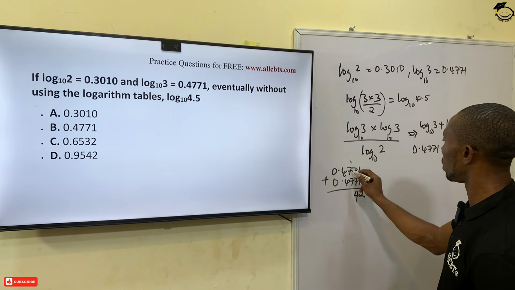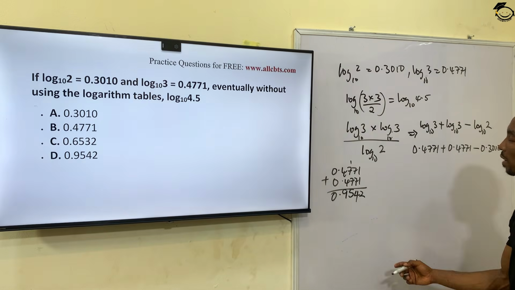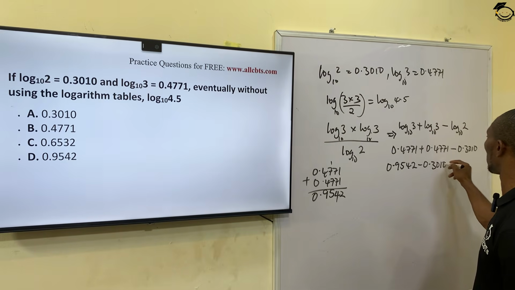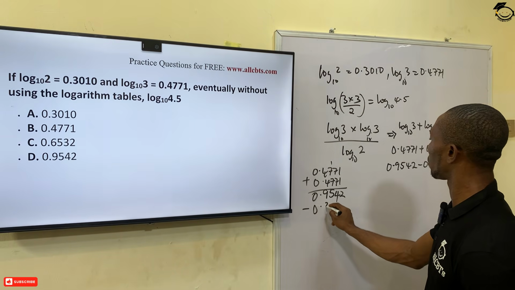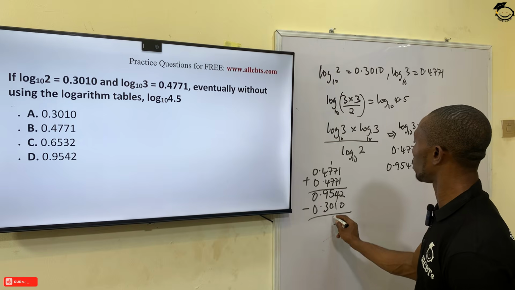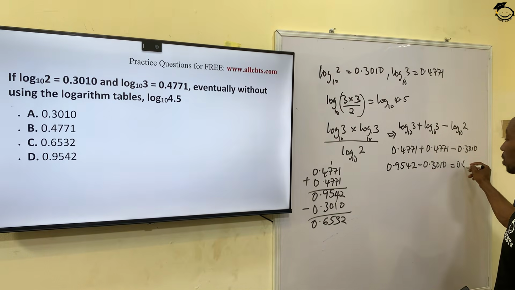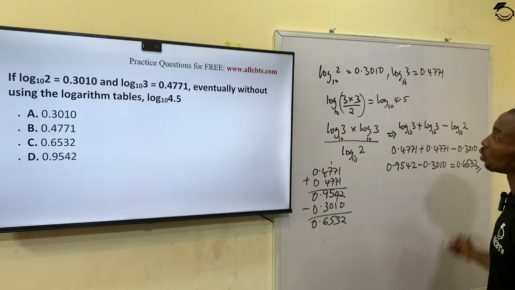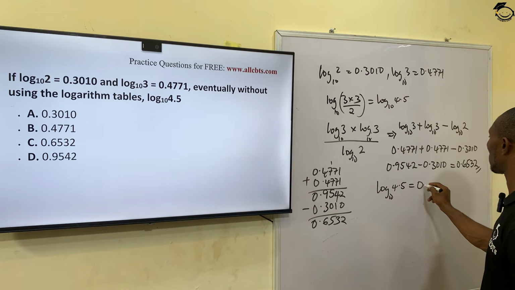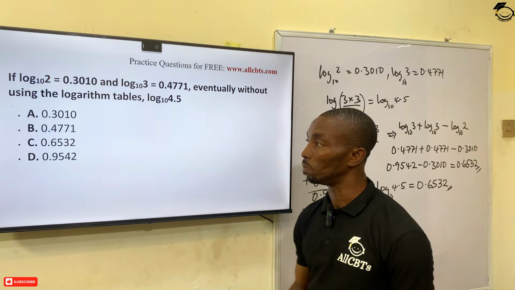This will give us 4, carry 1, 5, and 9. So this gives us 0.9542. So our 0.9542 minus 0.3010, we'll have it as minus 0.3010. 2 minus 0, 2, 4 minus 1, 3, 5 minus 0, 5, 9 minus 3, 6. So this gives us 0.6532. So evaluating log 4.5 base 10, our answer will be 0.6532, which is our option C.